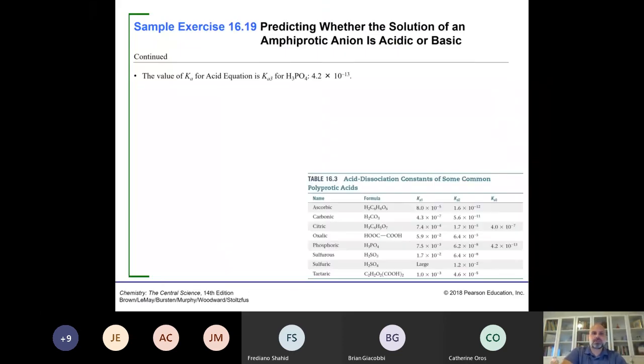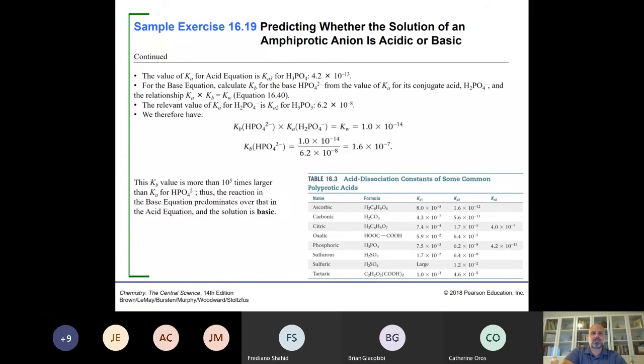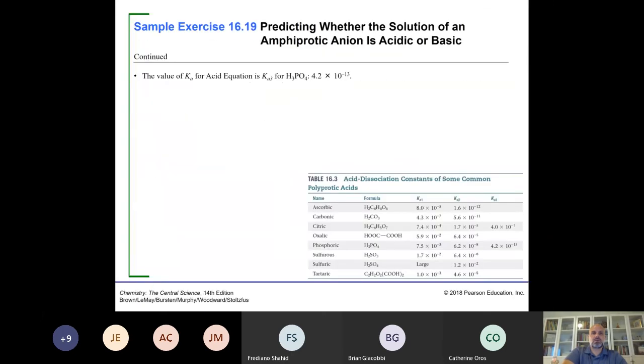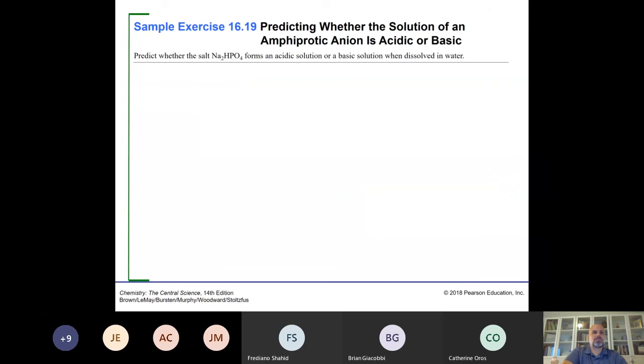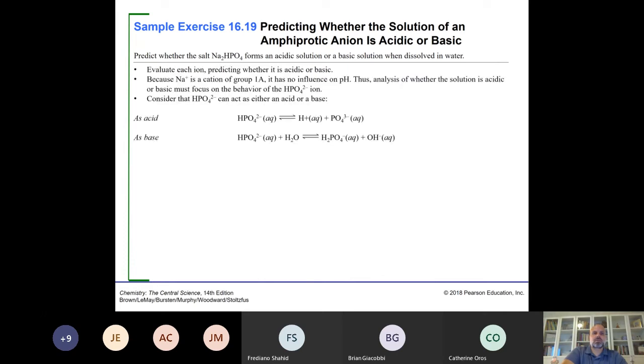So where we left off at the end of the last class, we were predicting whether or not sodium Na2HPO4, disodium hydrogen phosphate, was an acidic or a basic solution. We had worked through and concluded that there were two different equations that we needed to look at. We needed to look at both the acid and the base equation.